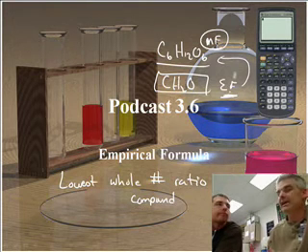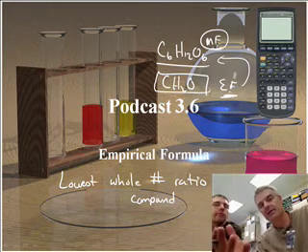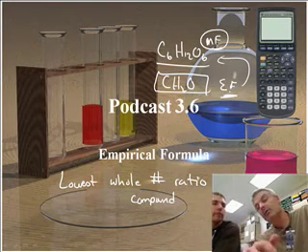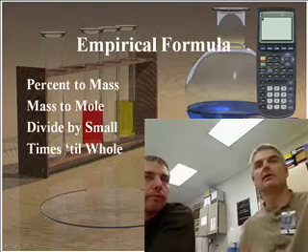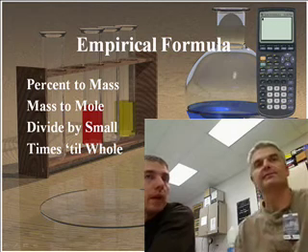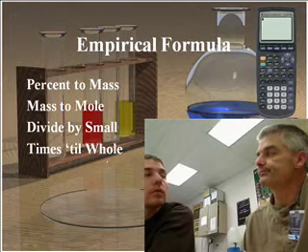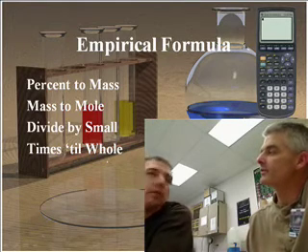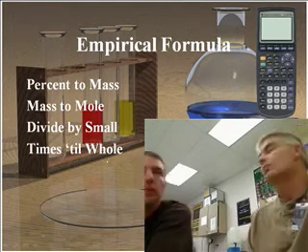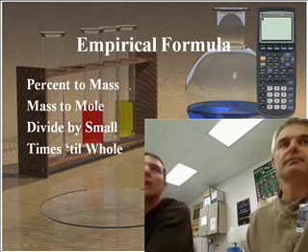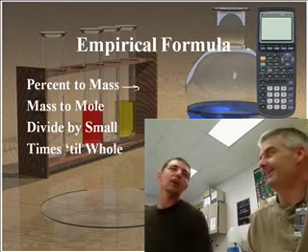It's basically taking that percent composition thing that we did last time and going the other direction, going backwards. So it's kind of a cool little mnemonic: percent to mass, mass to mole, divide by small, times to whole. That kind of rhymes. It's on a poster on our walls. If you ever forget, you can look at it.